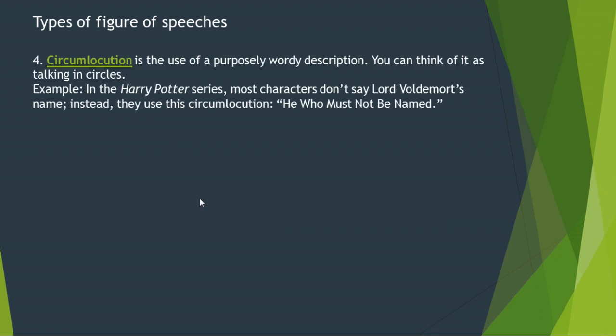Types of figures of speech. Circumlocution is the use of purposely wordy description. You can think of it as talking in circles. Example: in the Harry Potter series, most characters don't say Lord Voldemort's name. Instead, they use the circumlocution He Who Must Not Be Named.